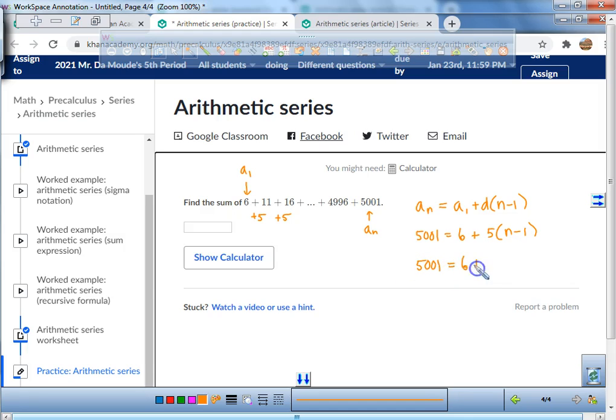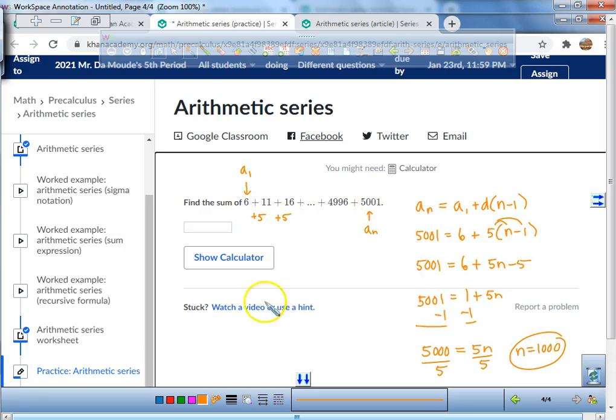All right, so we go 6 plus distribute, get 5 times n minus 5. 6 minus 5 is 1, so I got 1 plus 5n. We're going to have to take away 1 from both sides. If I was just doing this, I'd know the answer is 1,000, but I've just got to keep going through the problem. 5,000 equals 5 times n, and after you divide both sides by 5, n is equal to 1,000. What does that mean? That's how many terms are from here all the way to the end.